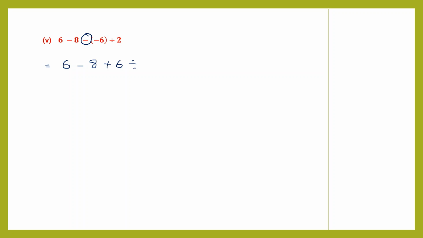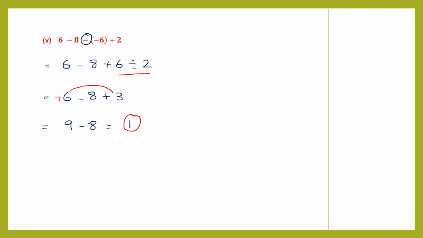Now divided by 2. So now let's do division. Division is 6 divided by 2. So the rest of it remains the same. So let's write 6 minus 8 plus 6 divided by 2. 2 3s are 6. So here again we've got addition and subtraction. So let's take the numbers that have the plus sign and add. So I can add 6 plus 3, which is 9. 9 minus 8 is equal to 1. So this is our final answer, 1.